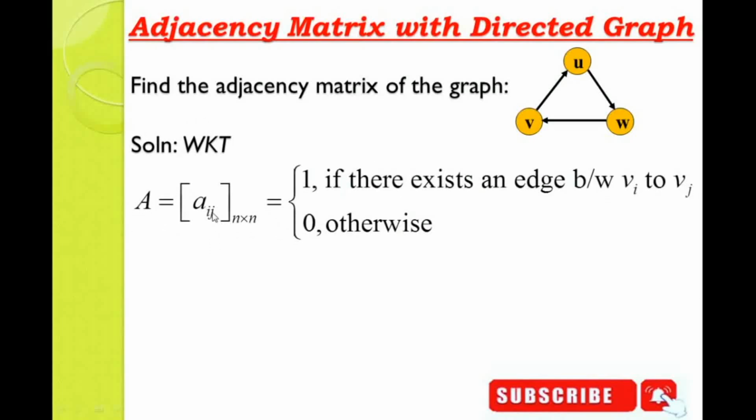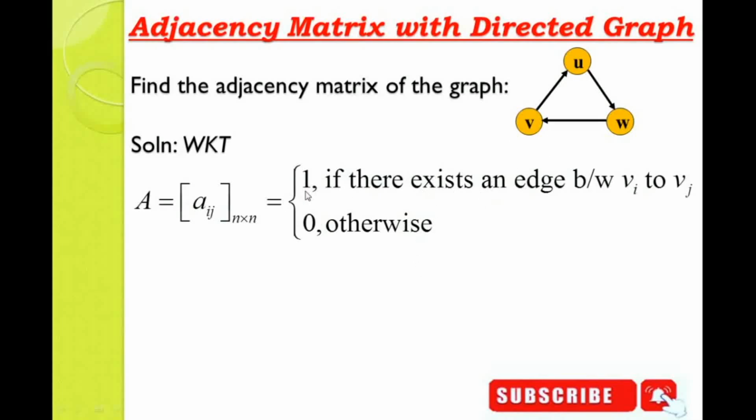We know that A equals A_ij, n by n. What is n? n is nothing but the number of vertices. From the given graph, 3 vertices are there. So the adjacency matrix will be a 3 by 3 matrix. And also we consider that the 3 rows and 3 columns are only vertices.